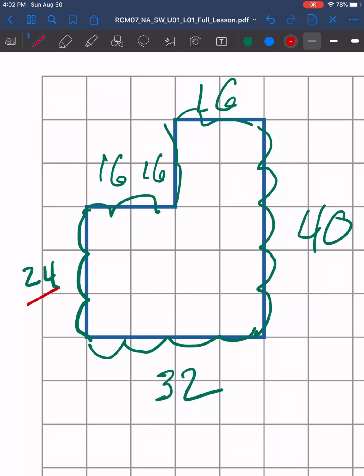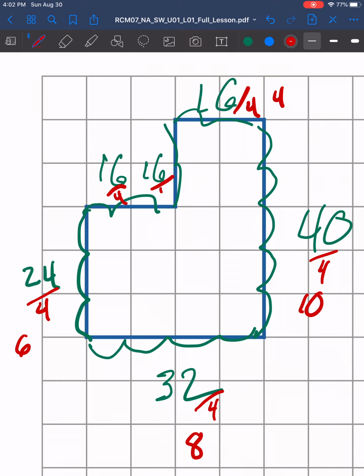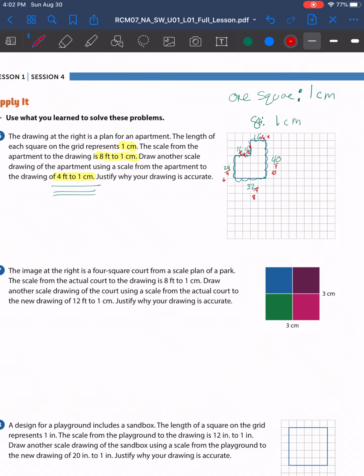So 24 divided by 4 is 6. So the new length of that side would be 6, okay? Because we have a new scale factor, it's 4. 32 divided by 4 is 8. 40 divided by 4 is 10. 16 divided by 4 is 4. 16 divided by 4 is 4. So this would be a 4, this would be a 4. Now let's go redraw it with my new dimensions.